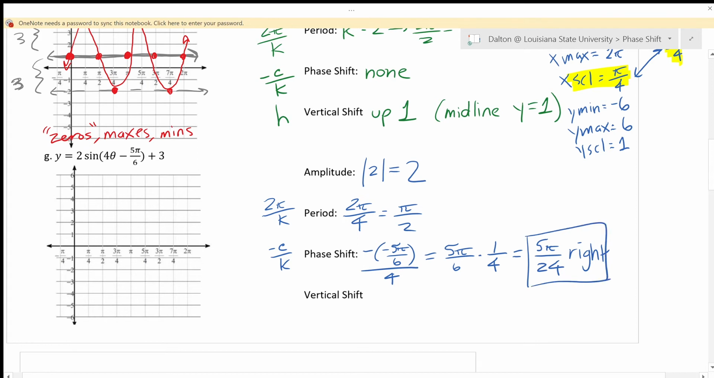Correct. And again, using your logic from what you know about other parent functions, if you look at your parentheses from the get-go, since it's 4 theta minus 5 pi over 6, we know it's actually shifting the opposite direction that the original equation shows. So if that's a negative, we know it's going to go to the right. Okay, vertical shift is just h, the variable hanging out by itself. Since it's a plus 3, this is going to be up 3.